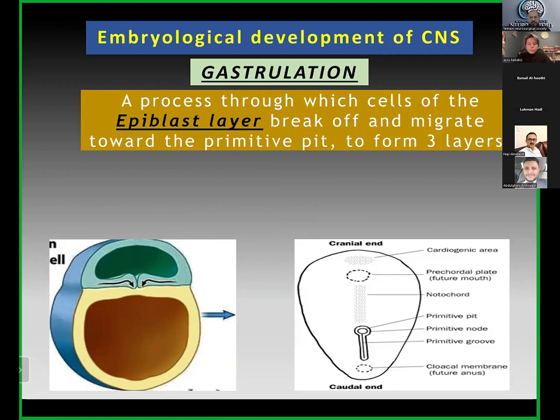It migrates down to replace the hypoblast layer to form the endoderm, and to the space between the epiblast and hypoblast to form the mesoderm, and it replaces the cells of the epiblast to form the ectoderm. So at this stage, the three main layers of the embryo are formed by the process of gastrulation.